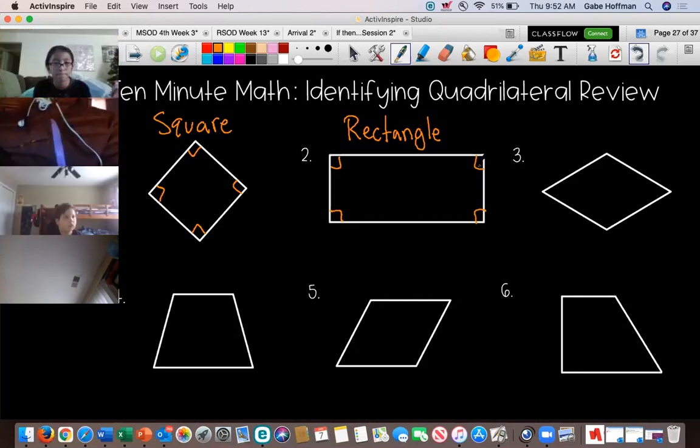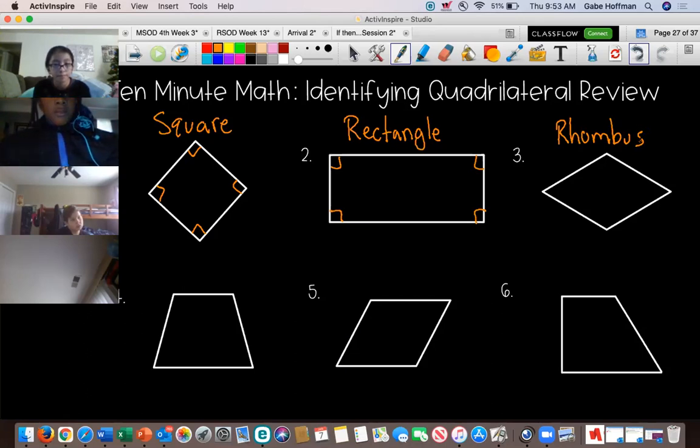A rhombus. Good. How'd you know it was a rhombus? Because it looks like a diamond. Well, that is one way of looking at it, but that doesn't exactly tell us it's a rhombus. What tells us it's a rhombus for sure? Because it has 4 equal sides, but you can't put right angles. Very good. It has 4 equal or congruent sides.